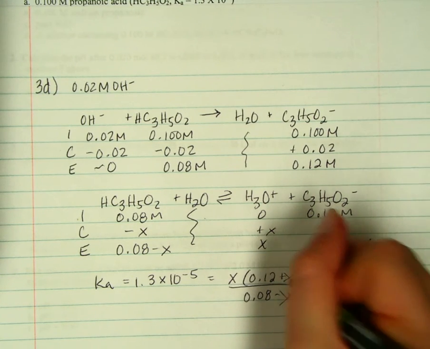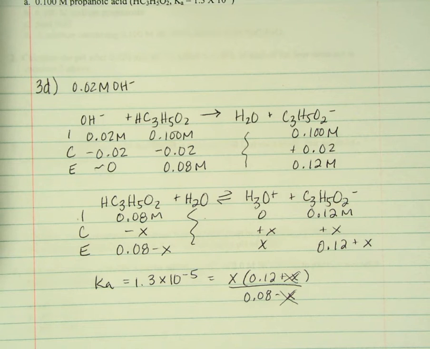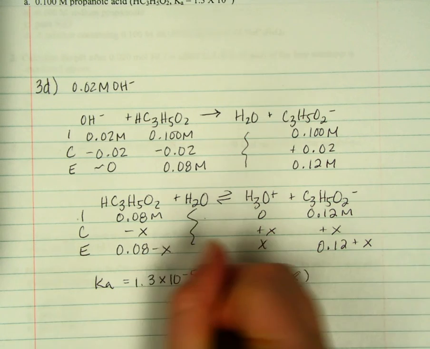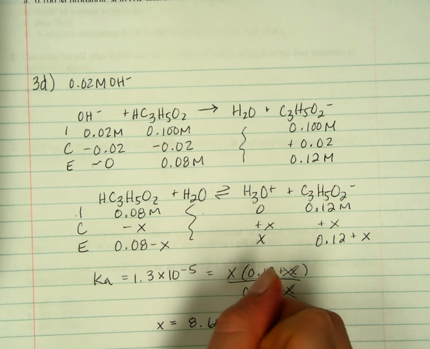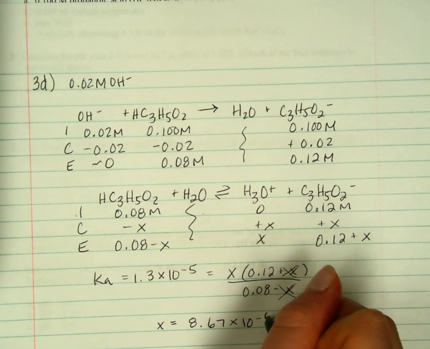As usual, I can get rid of the plus and minus X, so let's do this math out. 1.3 times 10 to the negative fifth times 0.08 and divided by 1.3. Oops, I typed that into my calculator wrong. So hopefully you have an answer before I do. And this is in order to solve for X. I got that X equals 8.67 times 10 to the negative 6.